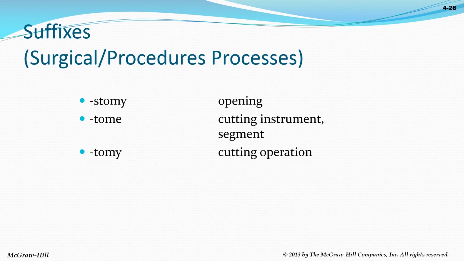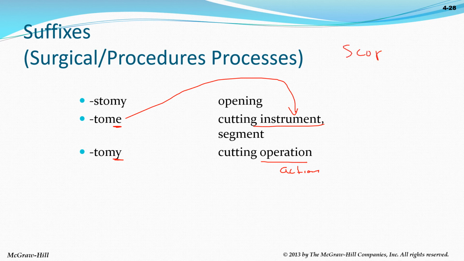Homeostasis. Ostomy. Tome. So anything that ends in an E is the instrument. Anything that ends in the Y is the action of. Right? So let's see. Scope. What is a scope? Instrument. Scopy is the action of looking. Right? So follow that convention. It'll help you.